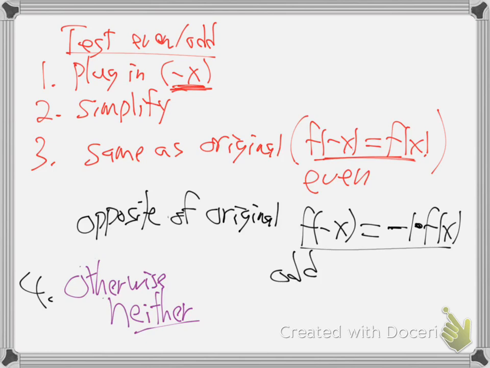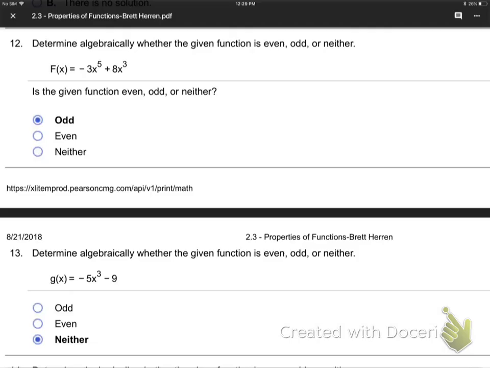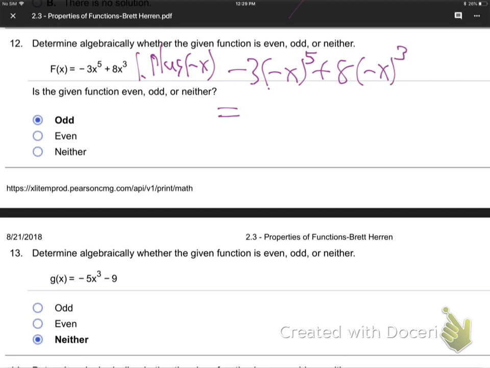Let's actually do it now. Where was our question? Our question was this one: negative 3x to the fifth plus 8x to the third. How do you know if it's even, odd, or neither? So take it and plug in negative x, right? Step 1: plug in negative x. So let me do that. And what am I going to get? Oops, I forgot the fifth power here. And then step 2, simplify.